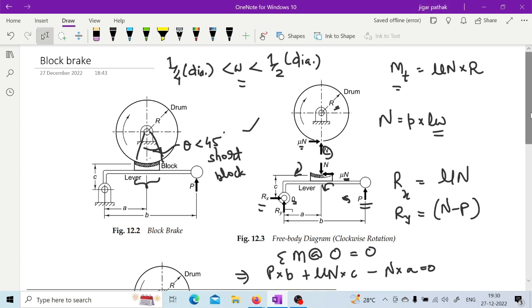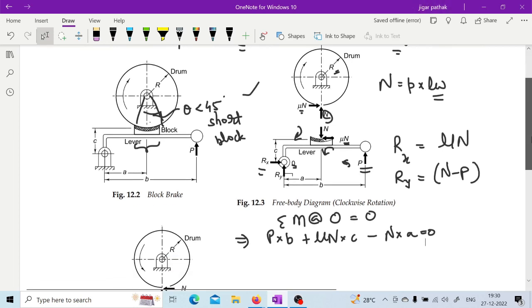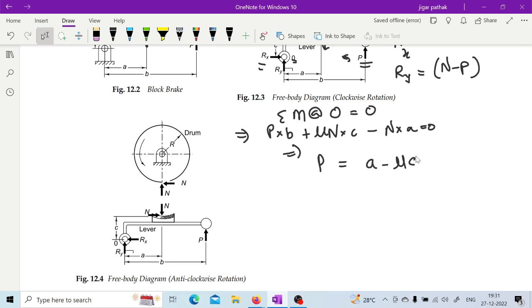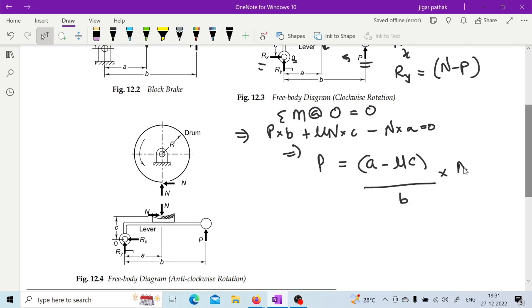So once you have this equilibrium, from this particular equilibrium you can have this force P, which can be represented as (A minus mu C) divided by B, into N, right? You can simplify it to this. Is it okay?